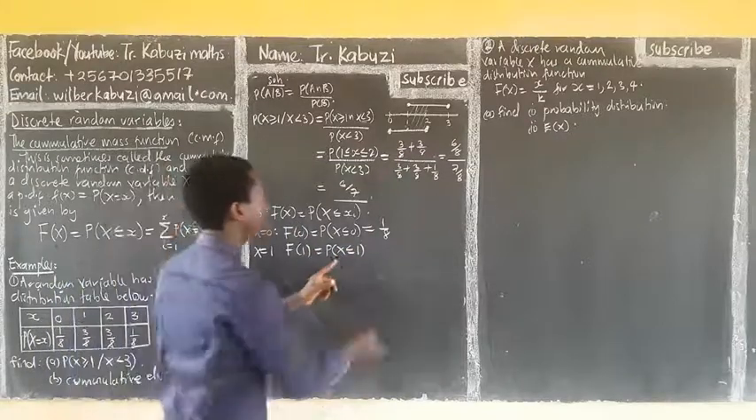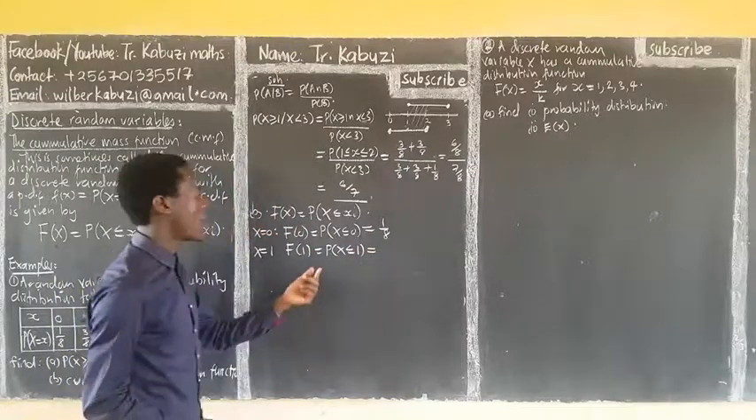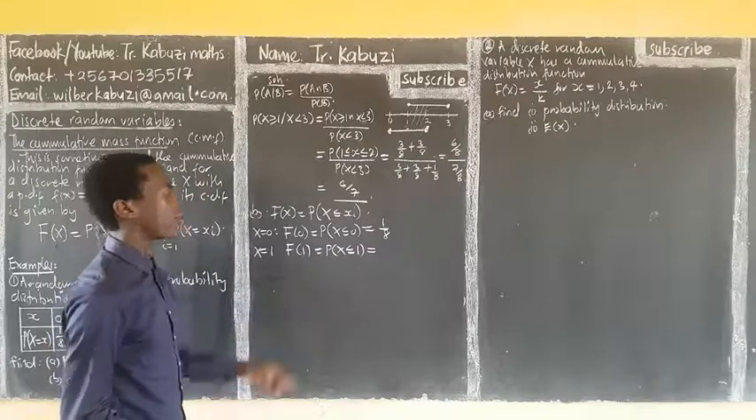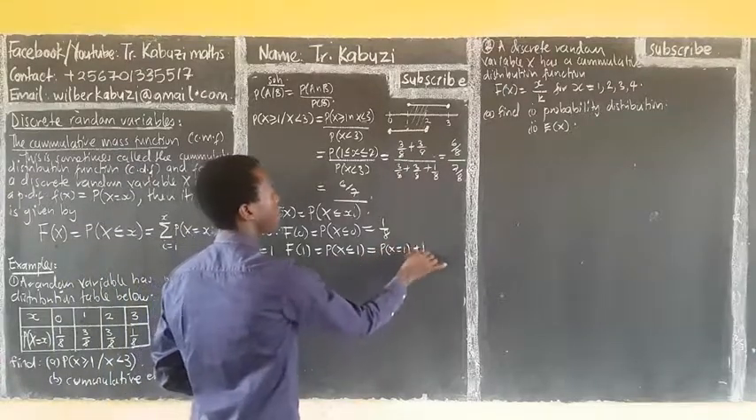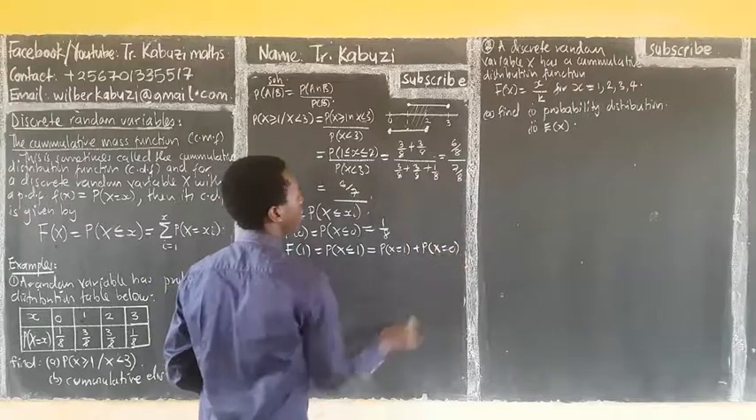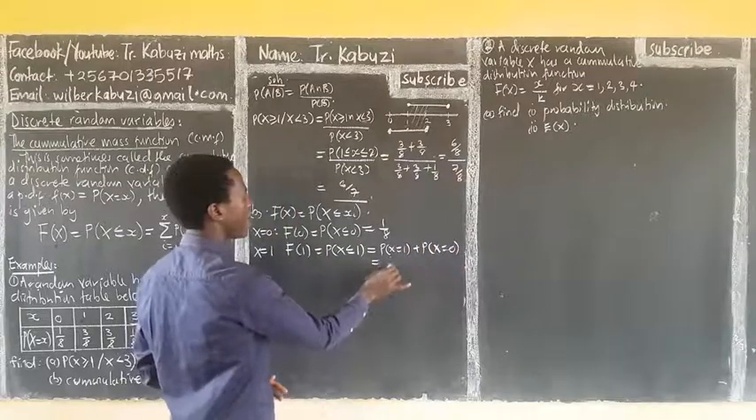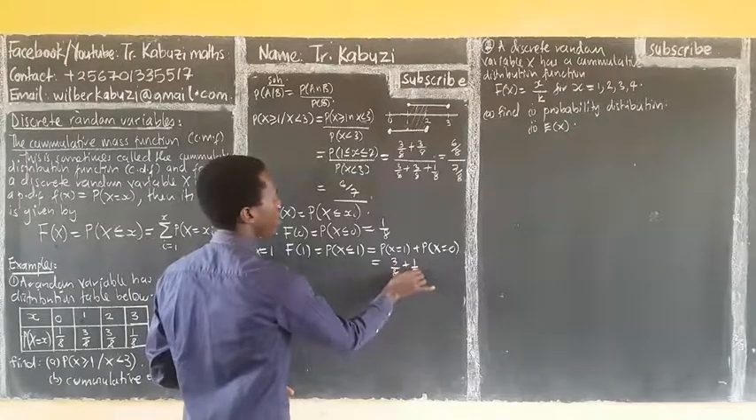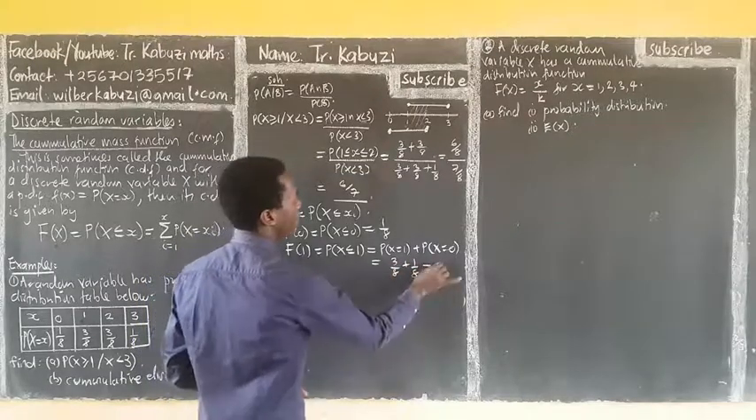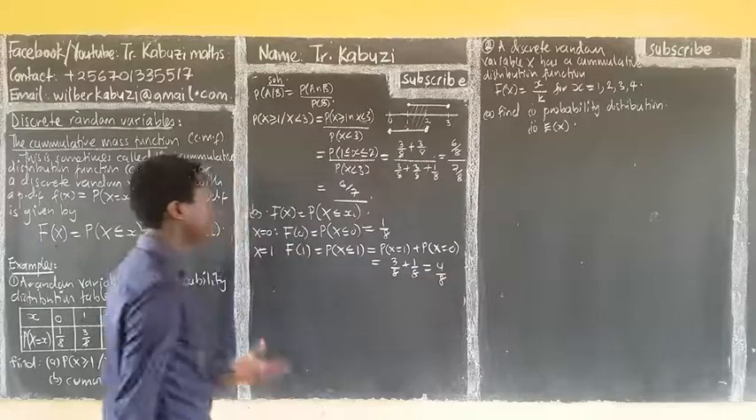And we have seen that this is the same as when you have the probability of x less than or equal to 1, it means that we are going to use the probability when x is 1 plus the probability when x is 0. That's why we shall add: when x is 1 it is 3 over 8, and when x is 0 it is 1 over 8, and this will give us 4 over 8.